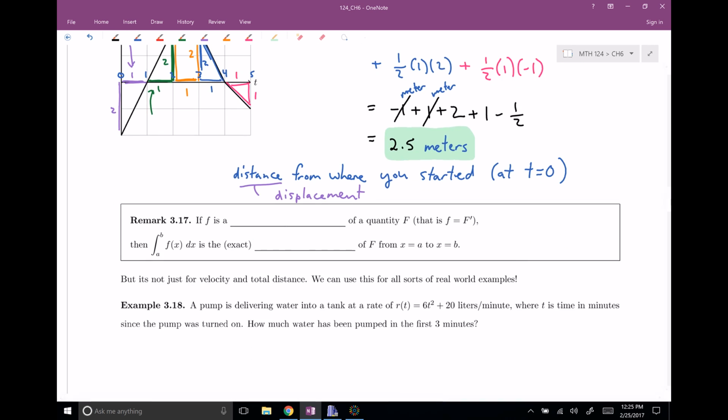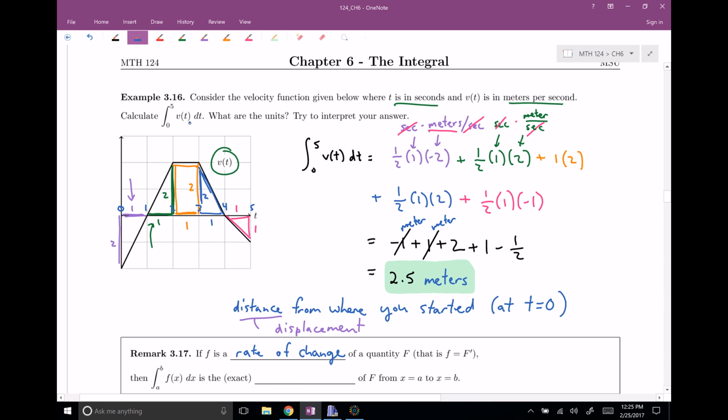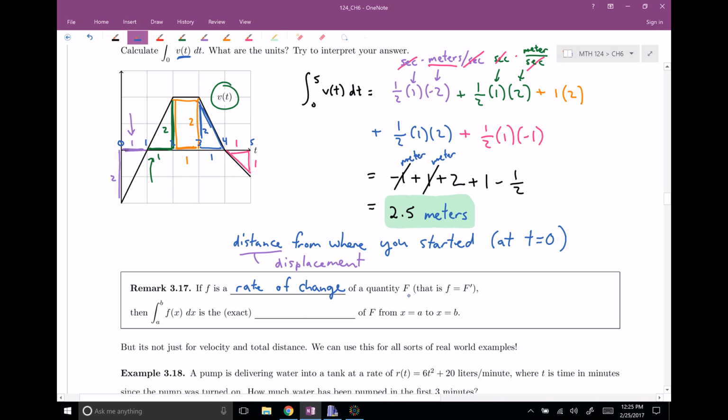Okay, so the big interpretation of why we want area under a curve anyway is because if we have f is some rate of change function of a quantity, so let's say capital F. In this case, our function was a rate of change of distance, meters per second. It was telling you how much the meters were changing. So our little f is the derivative of some bigger function, in this case, distance or position, really.